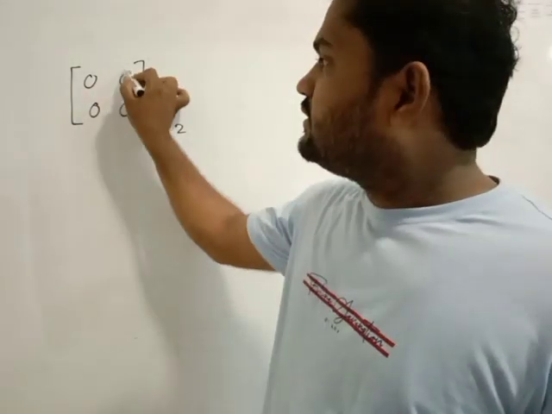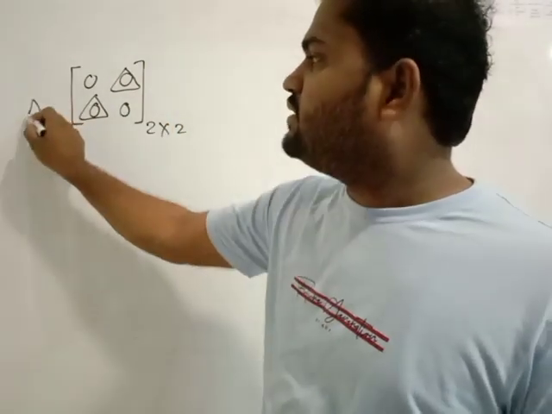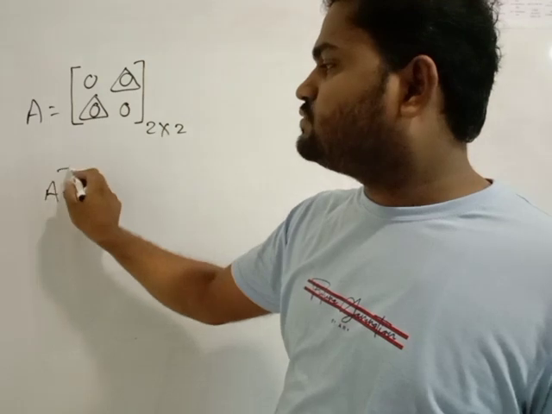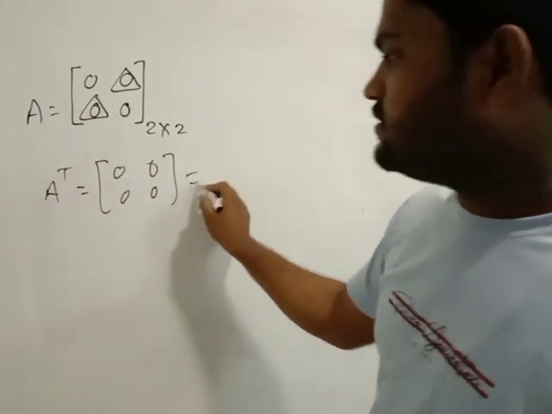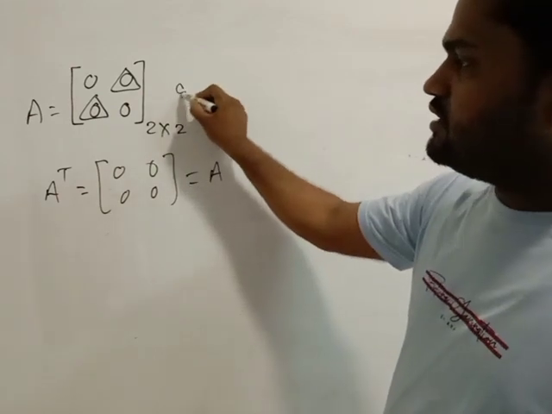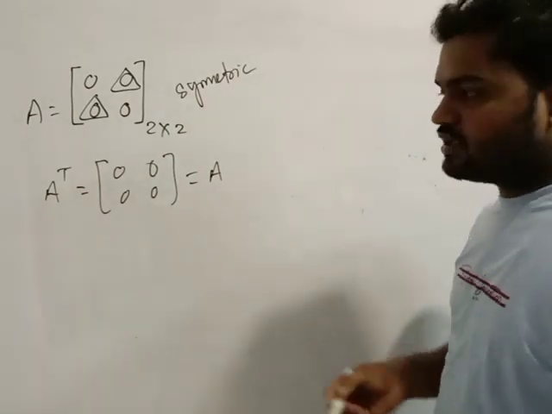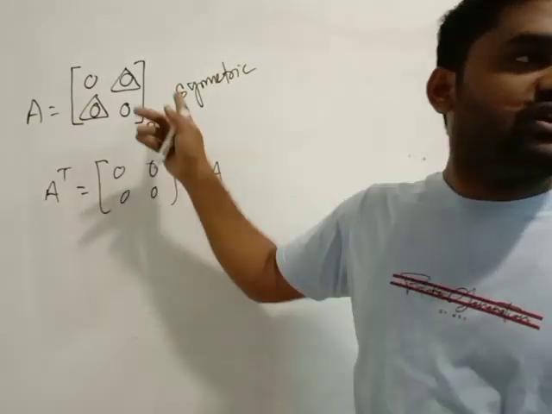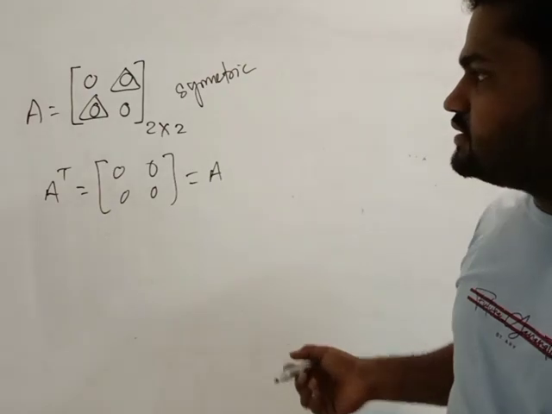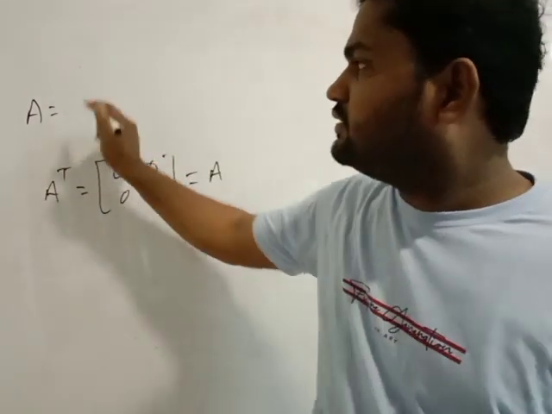Let this be a matrix, then its transpose is also equal to this one, yes or not? So this is a symmetric matrix. Taking the transpose gives the same matrix, so this is a symmetric matrix. Okay, so is it skew symmetric?